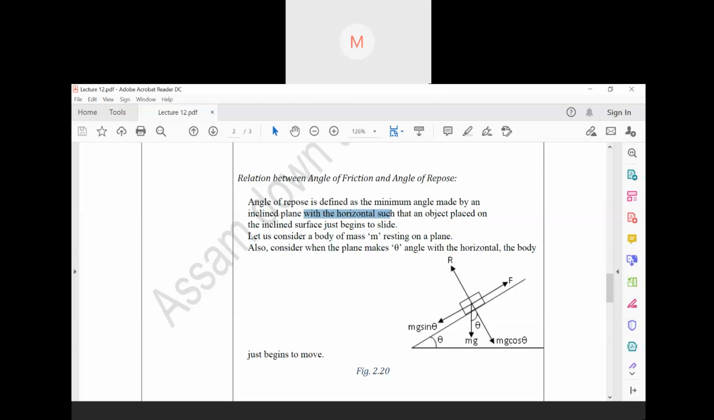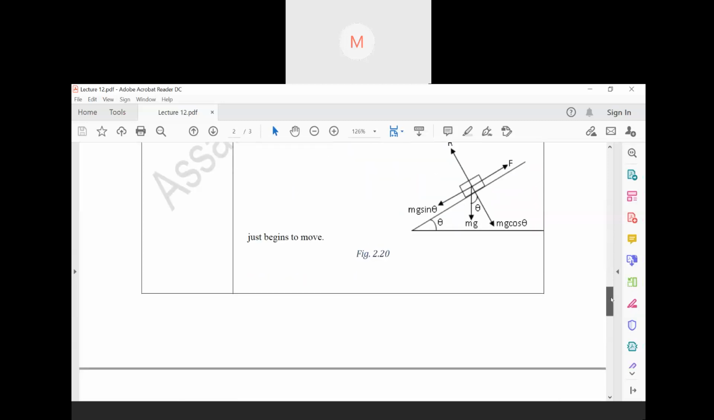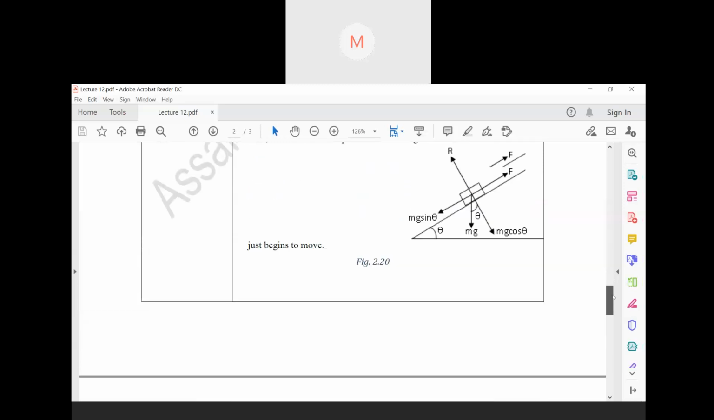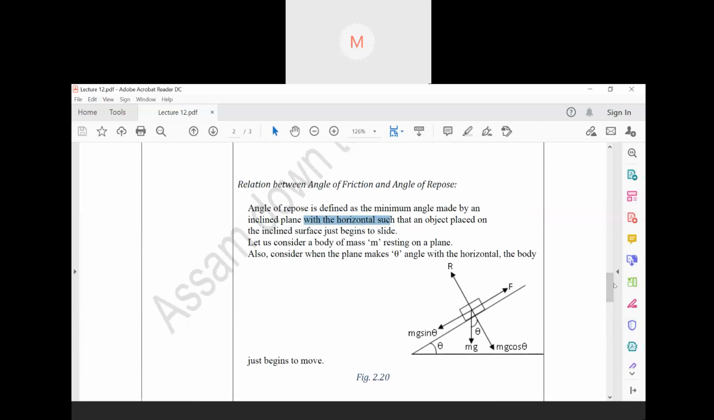This means what? Can you give an example of it? Can anyone tell me a practical example where angle of repose is applied? Everyone, I'm asking, please say.